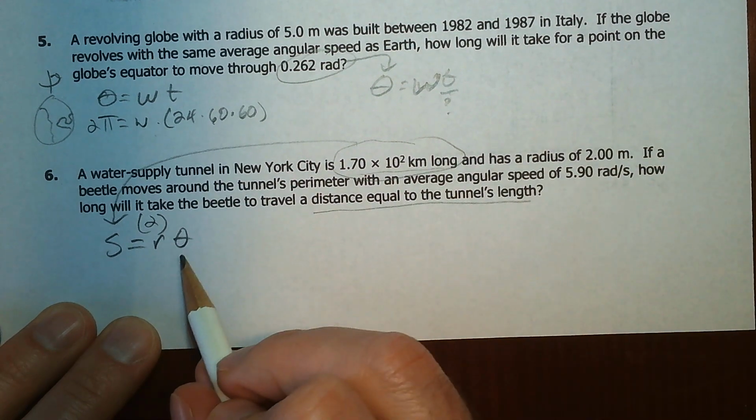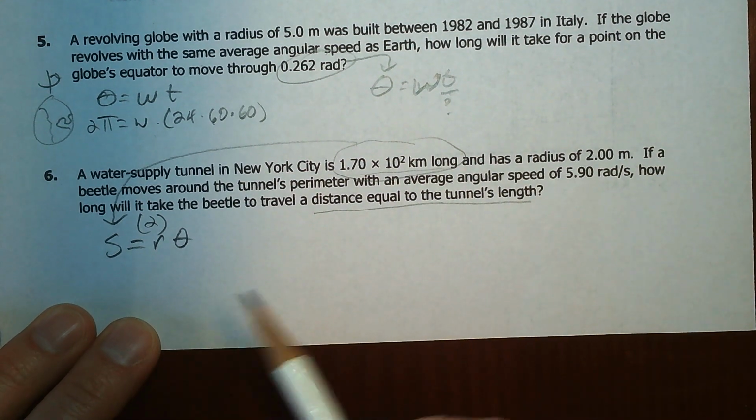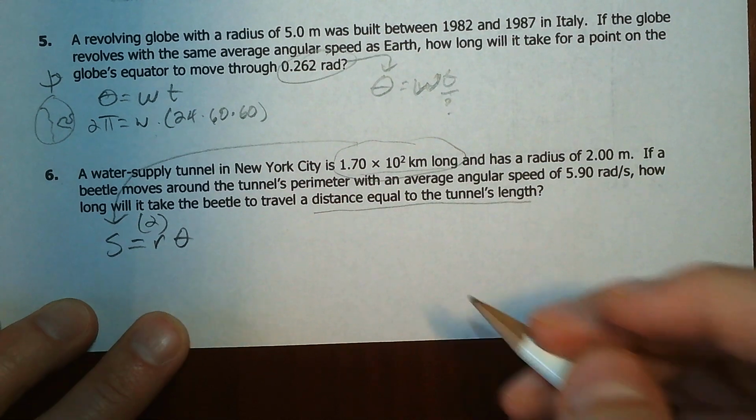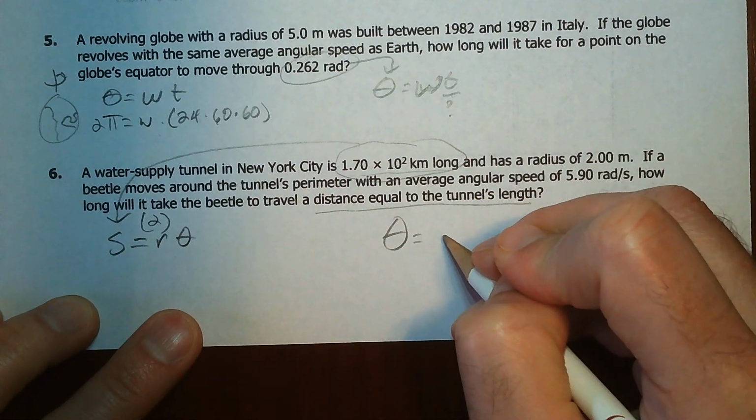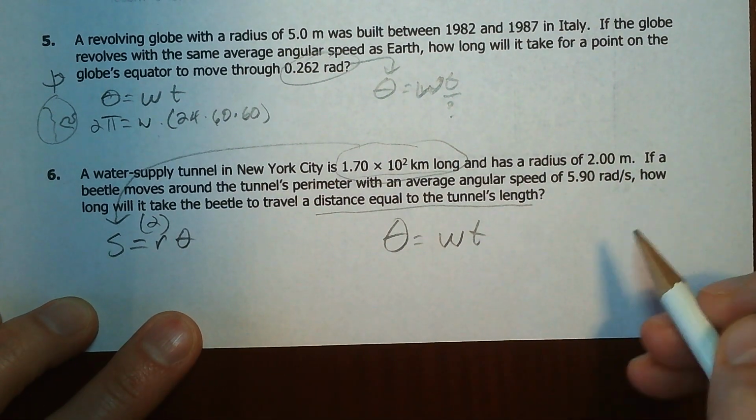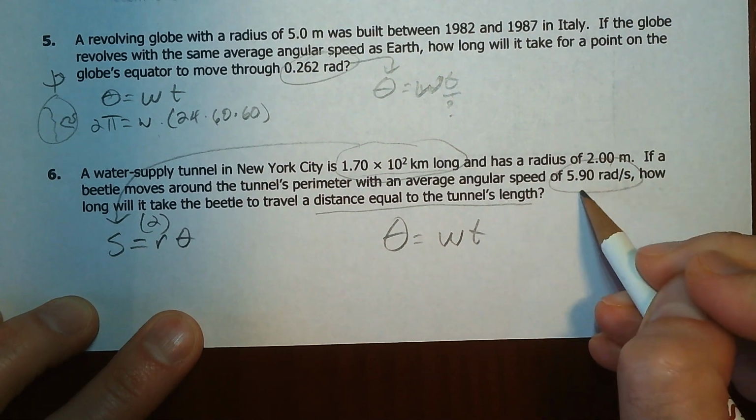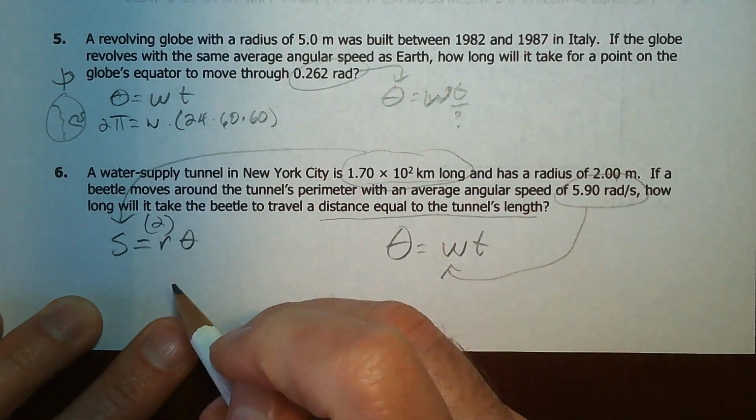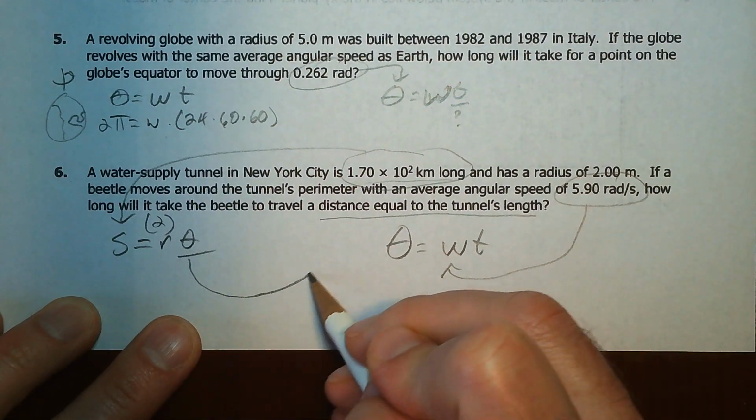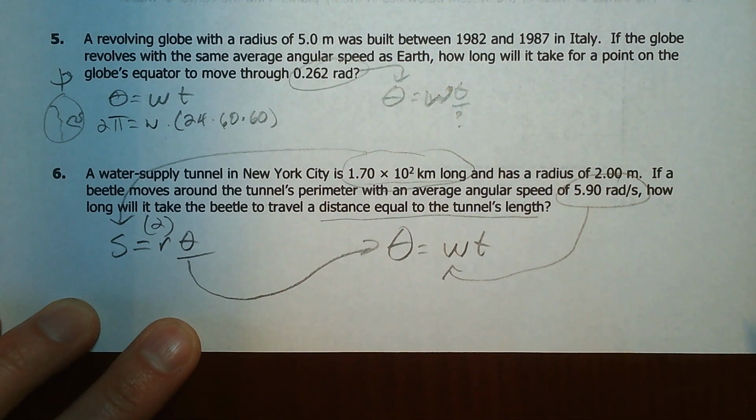And so we can solve for theta. We can figure out how many radians it goes around. And then we can use d equals v bar t. They give us the speed. We'll be able to solve this for theta, and then we can figure out the time, how long it will take.